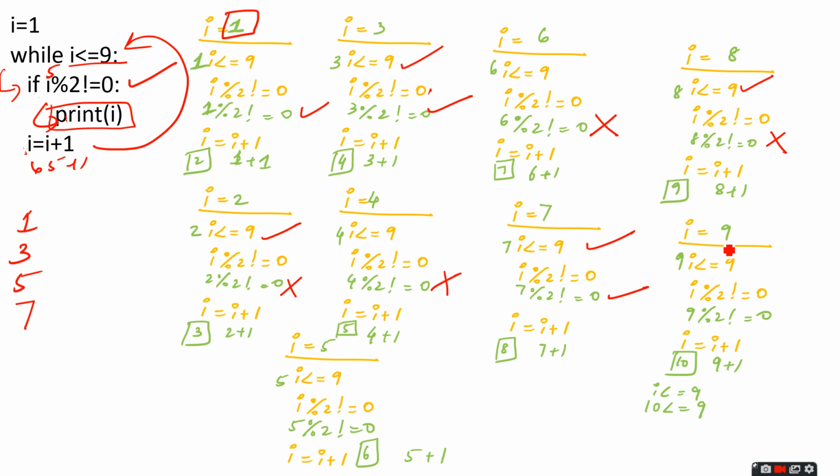Now we will go back to the loop. We check 9 less than or equal to 9, the condition is true. And when 9 is divided by 2, the remainder is not equal to 0, the condition is true, so we will print I. The value of I is 9. Now we update the value of I: 9 plus 1 is 10. Again we go back to the loop. We check I less than or equal to 9, that is 10 less than or equal to 9. The condition is false, so we come out of the loop. So this is the output.